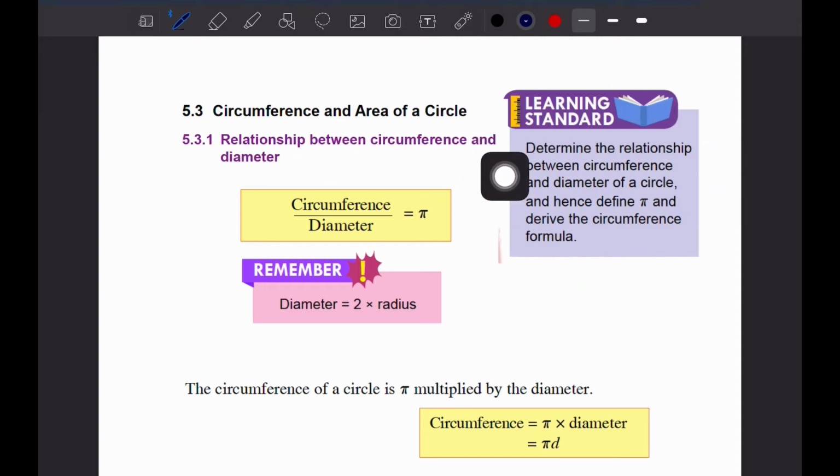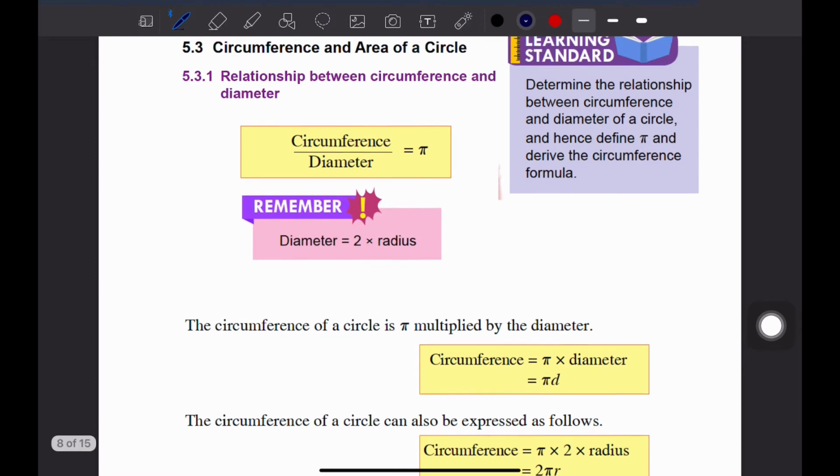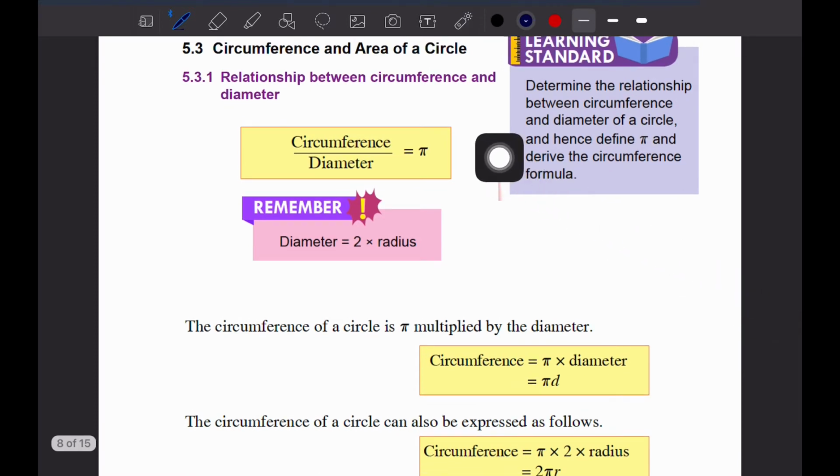Learning standard in this subtopic: determine the relation between the circumference and diameter of a circle, and hence define pi and derive the circumference formula. Actually, I think this is the first time you meet pi.